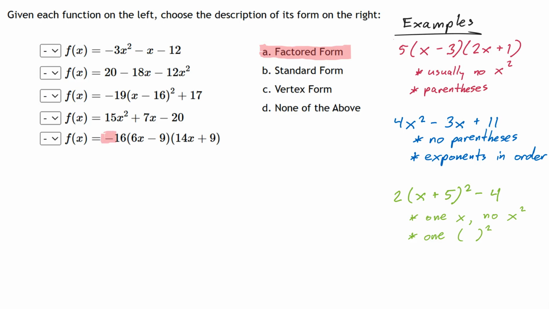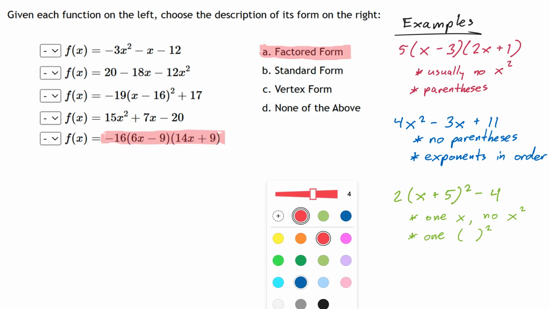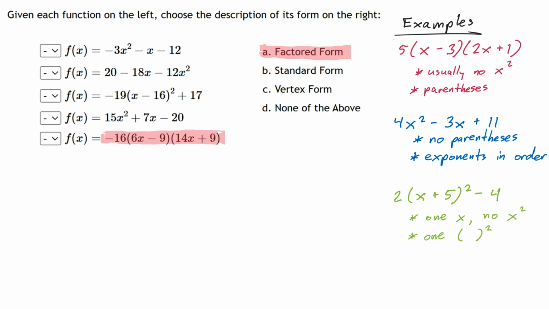Right here at the bottom, see this one? That has two parentheses, and each parentheses has in it some x's, but there's no x squareds anywhere. So that's a pretty good candidate for factored form. Now, sometimes you could technically have an x squared inside of parentheses, but it's really uncommon at the level of math that we're doing right now. So I'd say this is a pretty good clue.